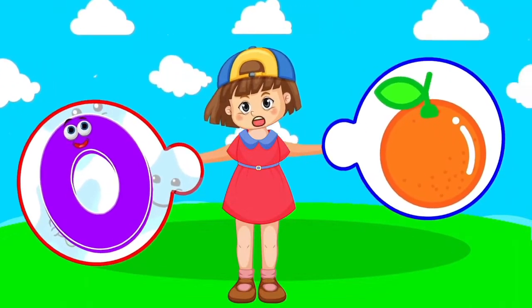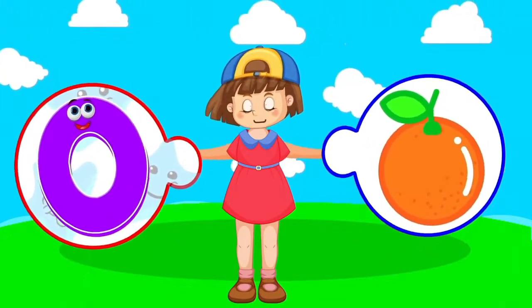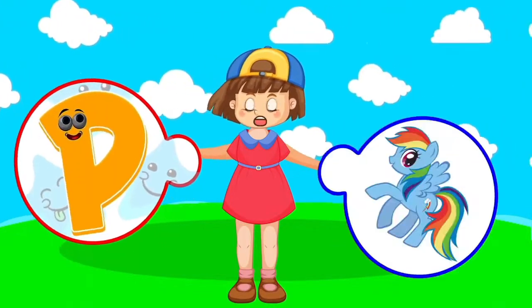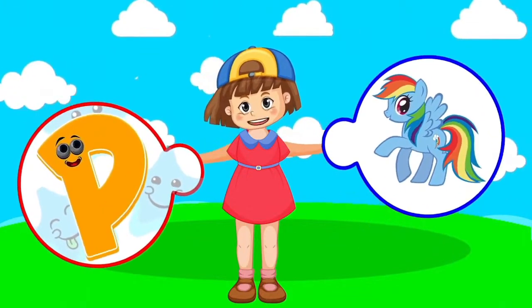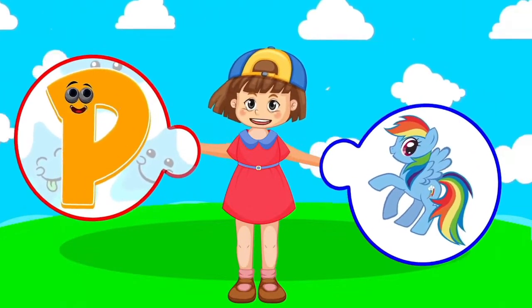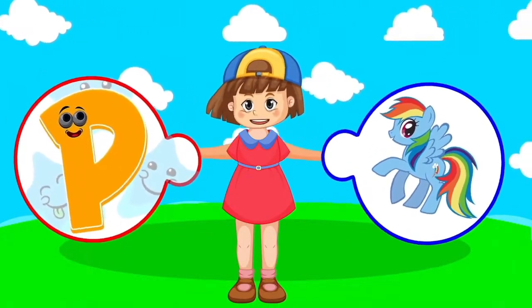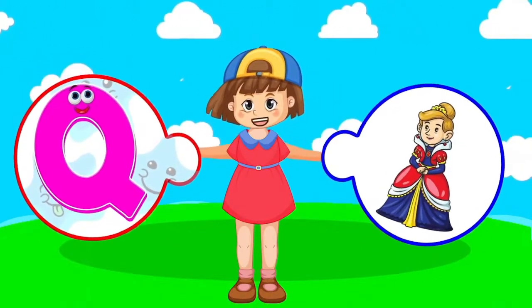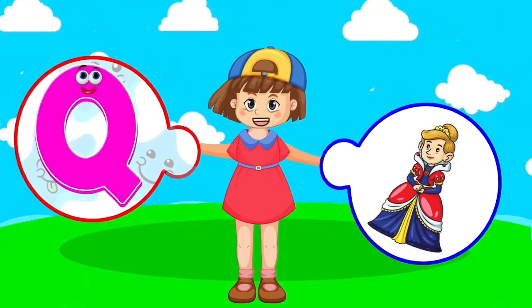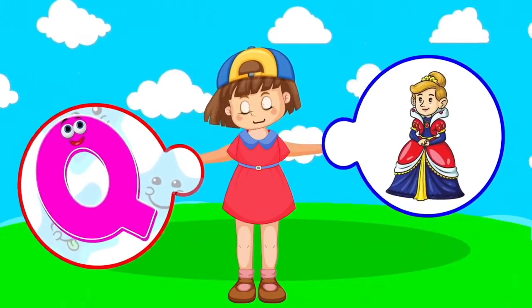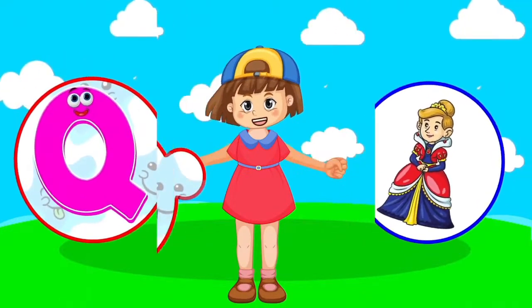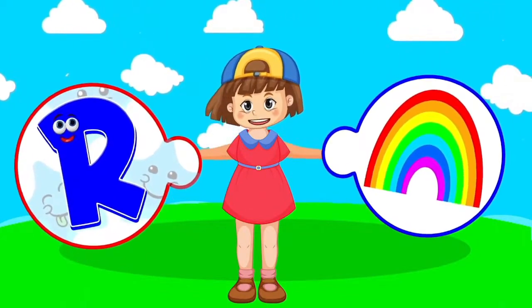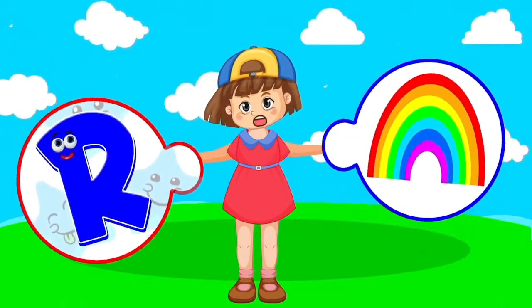O, o, orange. P is for pony. P, p, pony. Q is for queen. Q, q, queen. R is for rainbow. R, r, rainbow.